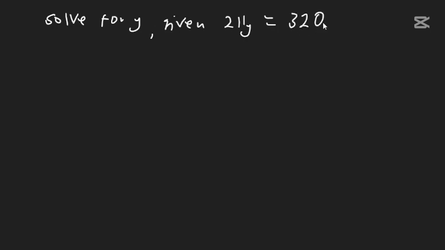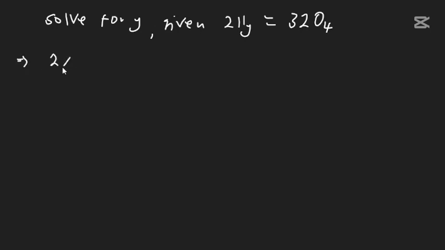2. Let's solve for the value of y given 211 base y equal to 320 base 4. So first of all, the base is given as y, so we don't know the given base. So we have to first of all convert both sides of the equation back to base 10.